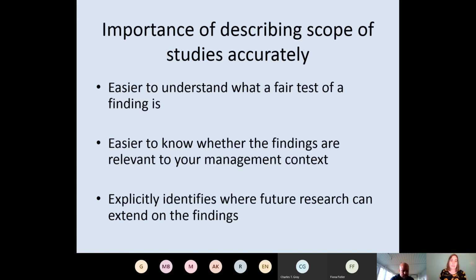Also, from just a purely fun research perspective, if we identify the scope of our studies more accurately, it helps us identify future areas of research. So if you say, my study will apply in X and Y case, but probably not in Z case, there's a whole lot of explicitly identified studies there where you could investigate the limits of the reliability and generalizability of that particular finding.